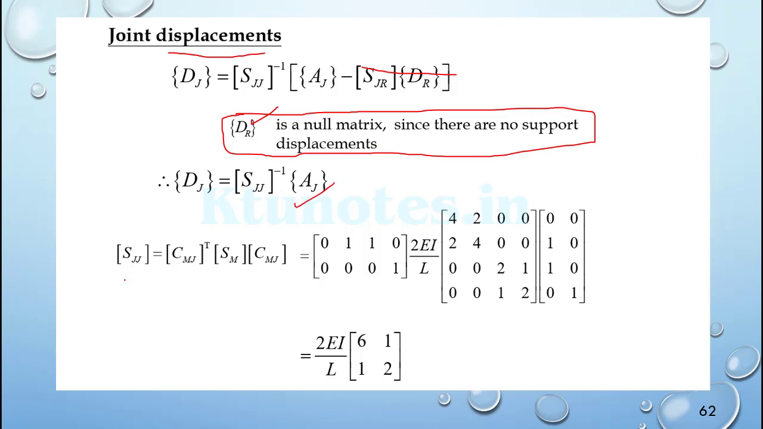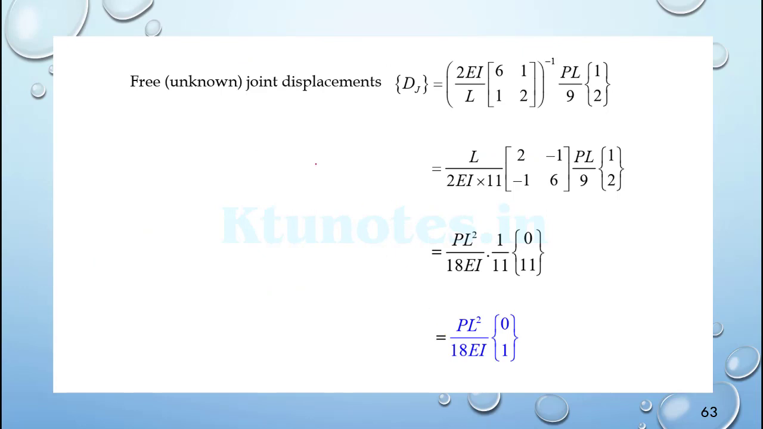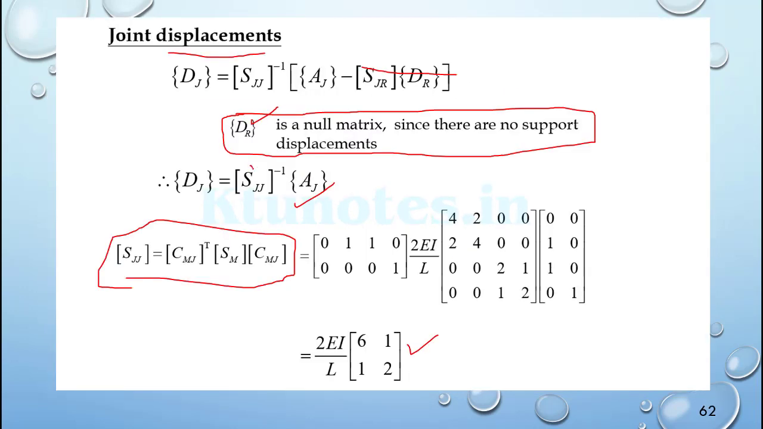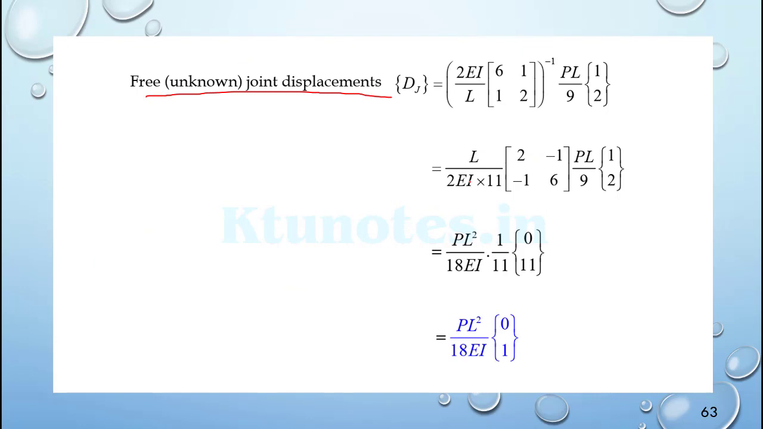So Sjj, we know the equation, and we can get the Sjj value. Similarly, the free unknown joint displacement dj is equal to Sjj inverse into Aj. Upon solution, we will get the value as PL square by 18 EA into 0 and 1, the unknown displacements.